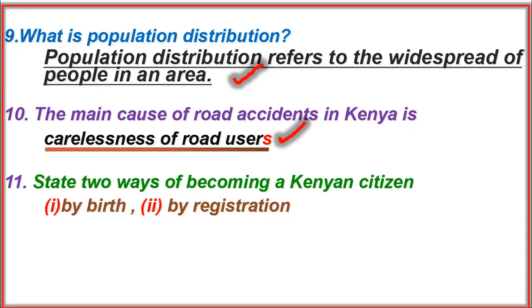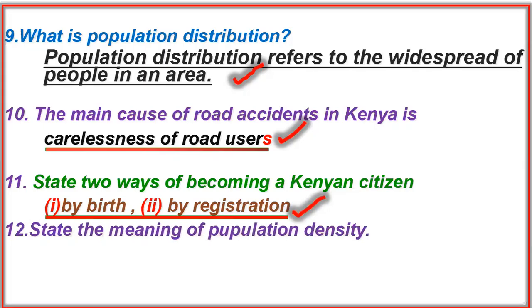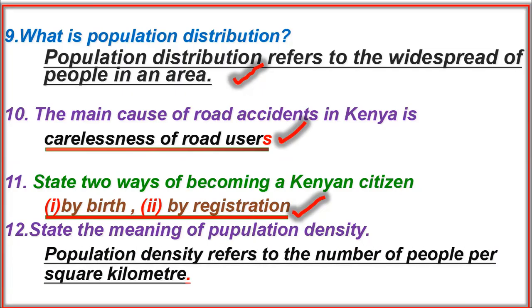Last but not the least, number 12. State the meaning of population density. What is the meaning of population density? So the correct answer here should be, population density refers to the number of people living in an area per square kilometer. The number of people per square kilometer.